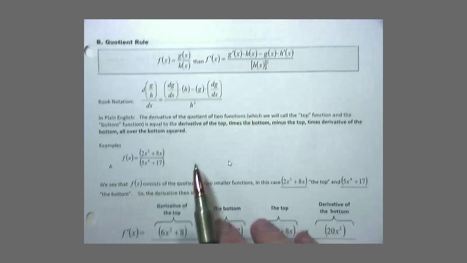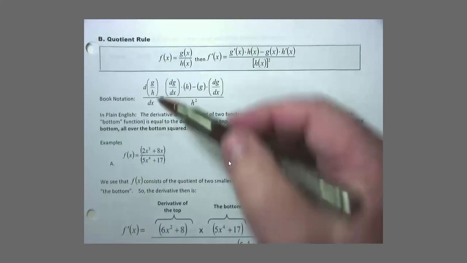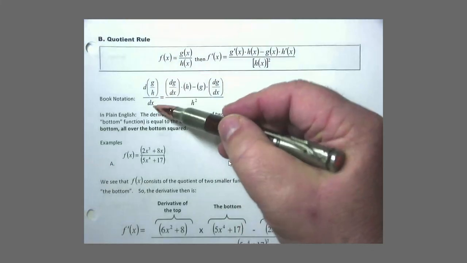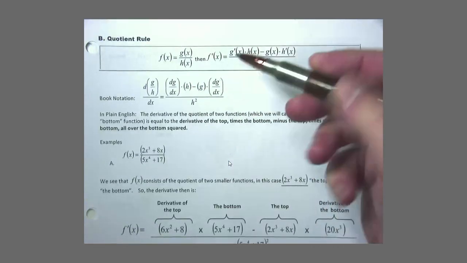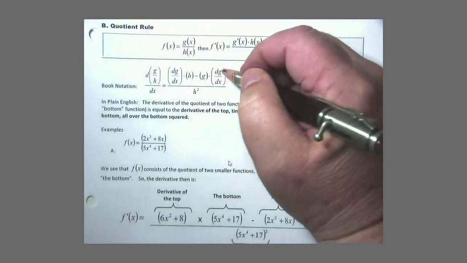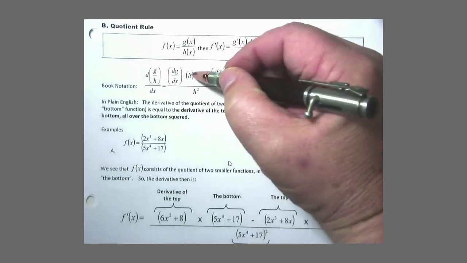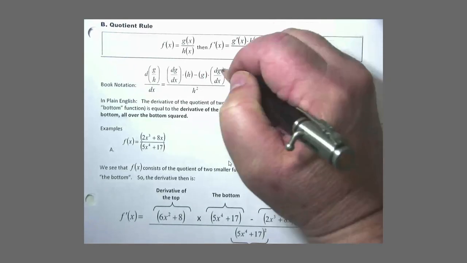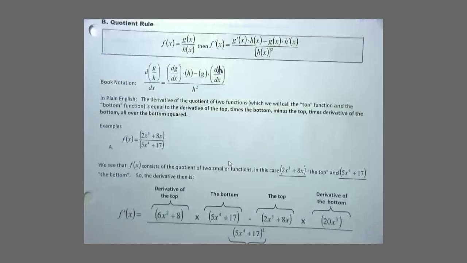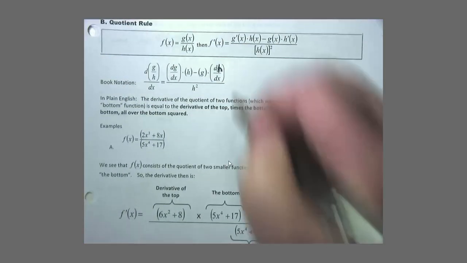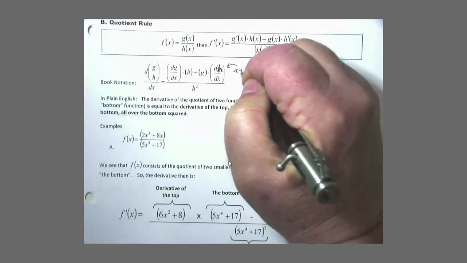You've got the Leibniz notation here. The derivative of g over h with respect to x is the derivative of g with respect to x times h minus g times the derivative of the bottom, h there, that's an h there, all over the bottom, h squared. Sorry, typo. I still find these things every time.